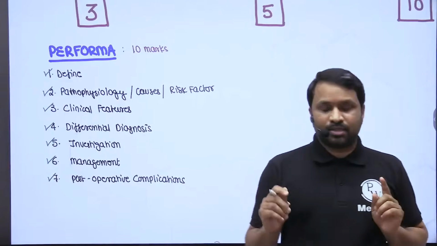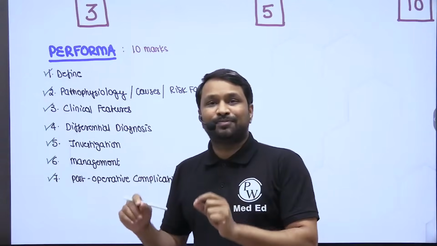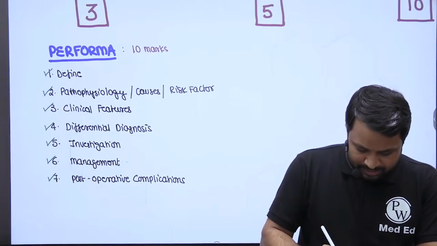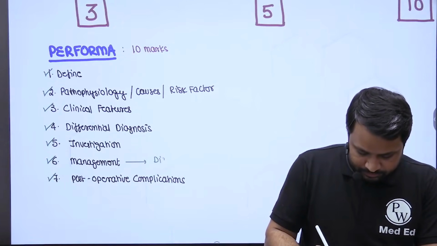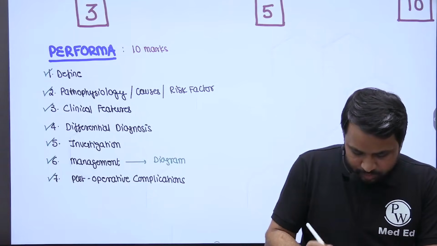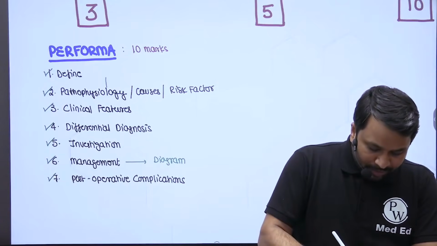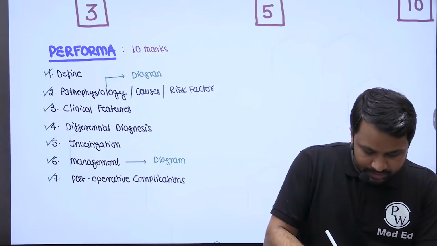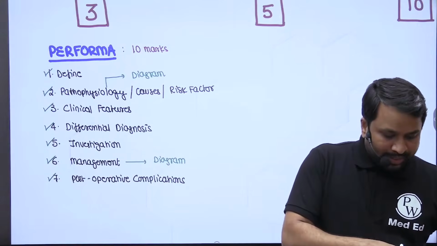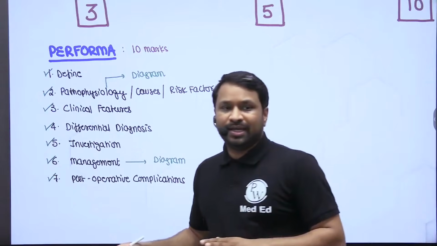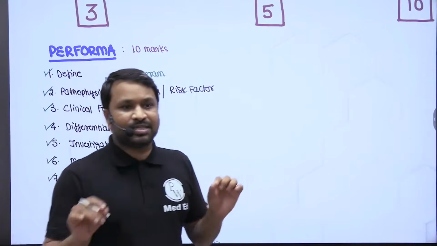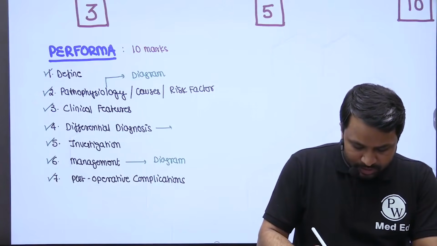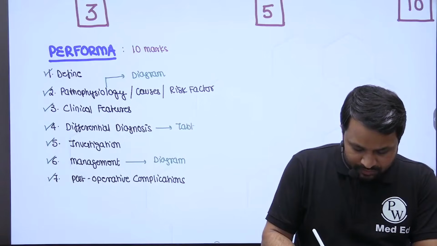Now, in a 10 marks question, where would we expect a diagram? Usually, whenever we talk about the management, this is where the diagram is going to be helpful. If you're talking about the pathophysiology, in the pathophysiology, I would expect a diagram, right? Nowhere else that I will be keen on diagrams, so you need to be precise wherever possible. Whenever you are talking about differential diagnosis, if possible, give a table.